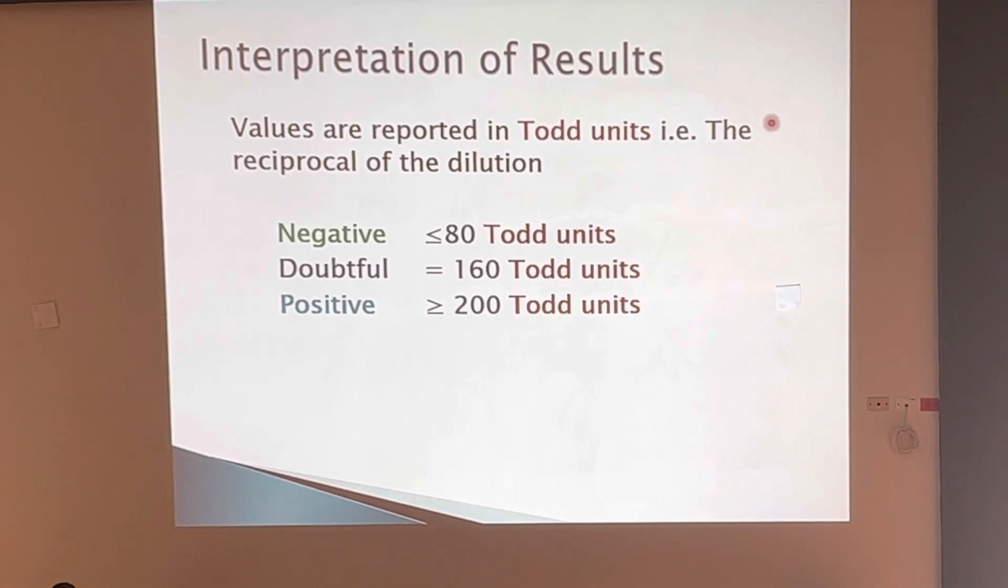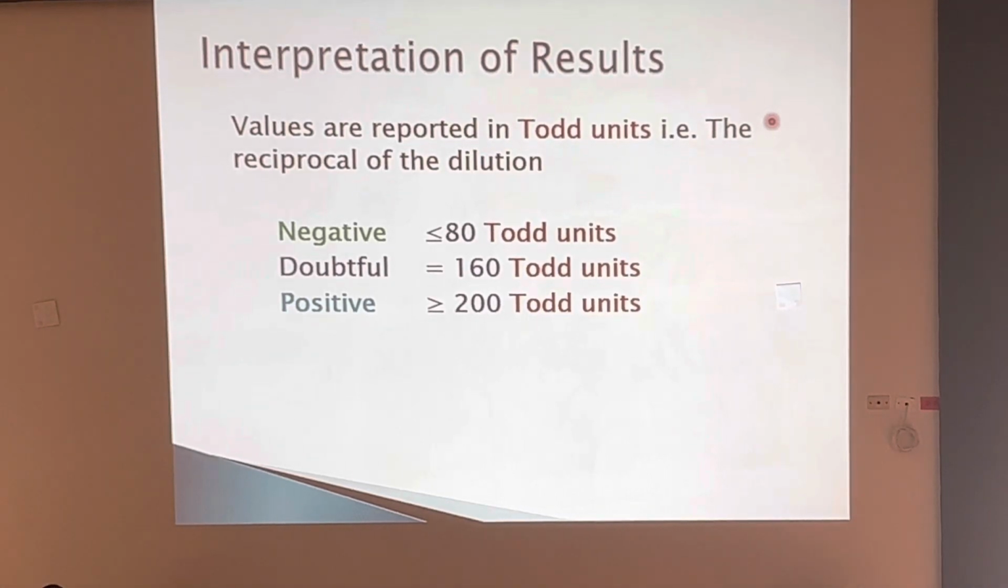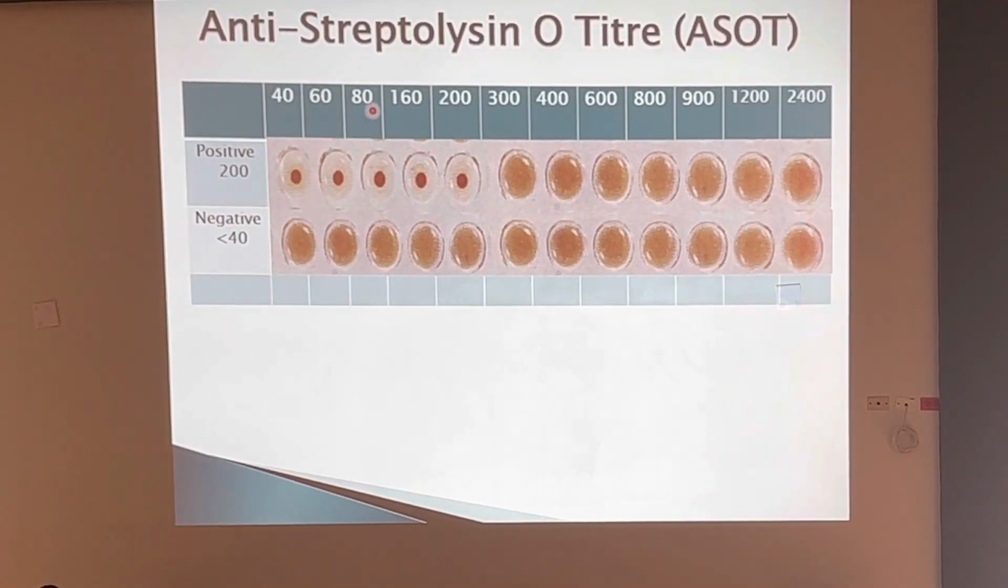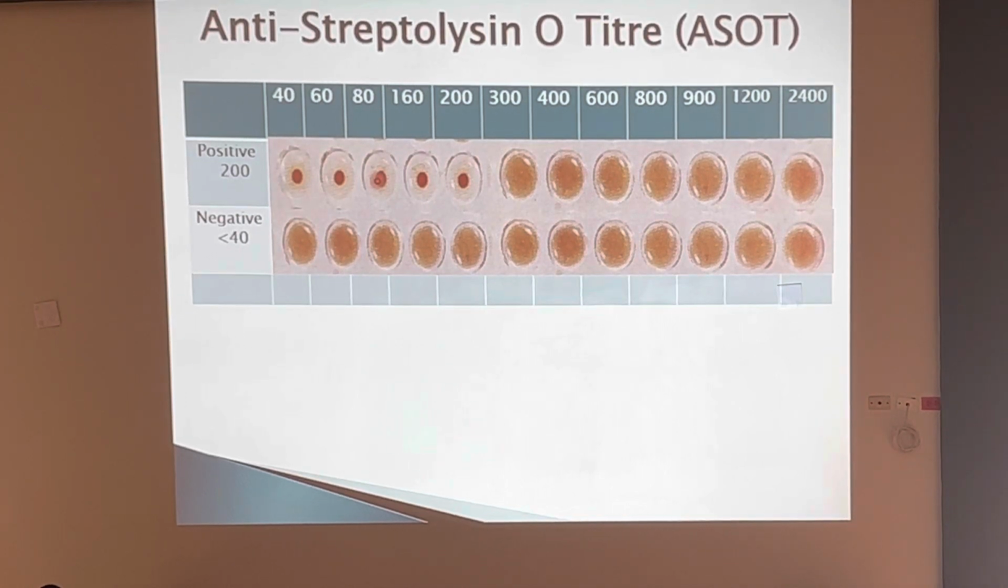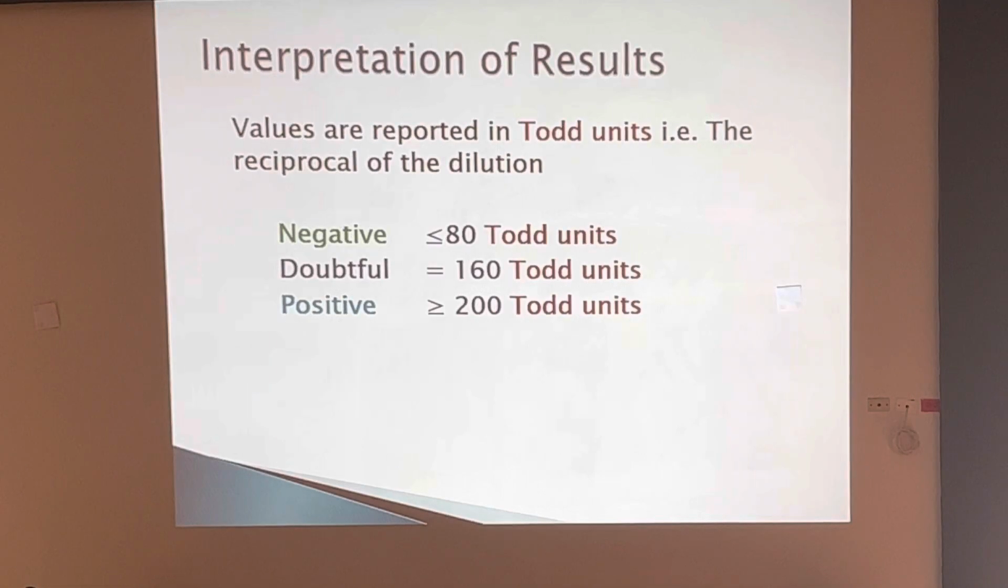All right. So we know the values. We can determine the titers. We need to know now what the titers mean. So the values are reported in Todd units, and the Todd units are simply the reciprocal of the dilution. So a negative ASO would correspond to less than or equal to 80 Todd units, or less than or equal to 80 dilution. A doubtful is going to correspond to a titer of 160, and then a positive would be 200 and upwards. So greater than or equal to 200 would be considered positive, and there you have it.